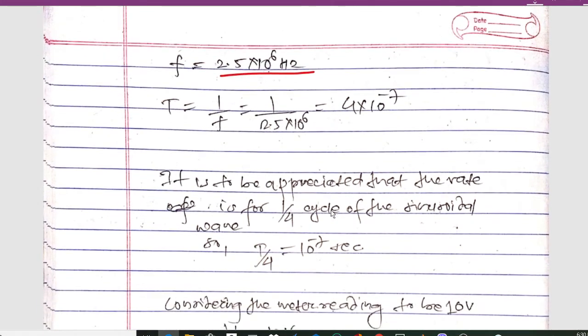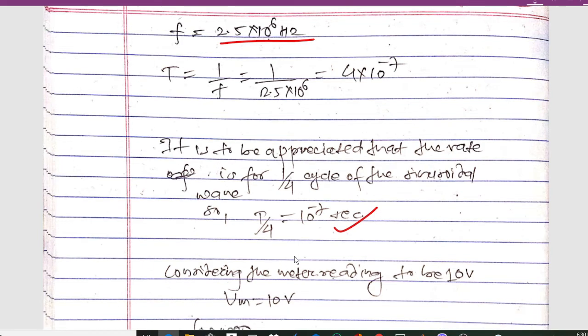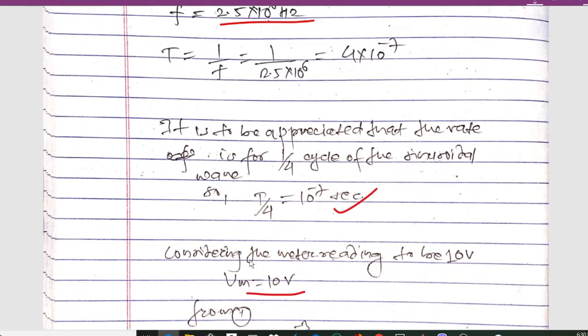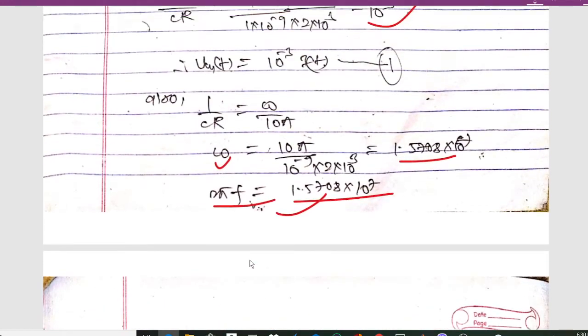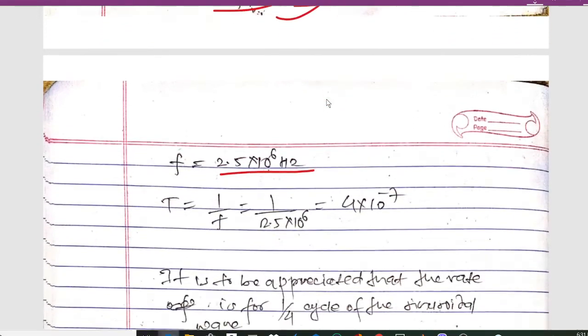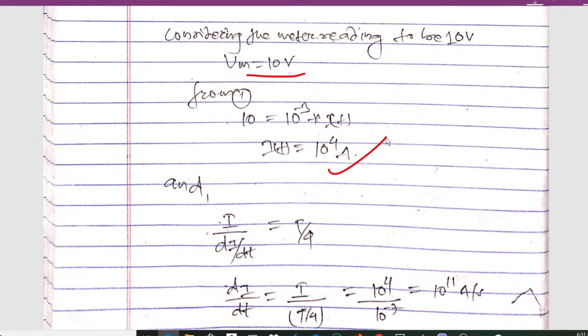It is appreciated that the rate is for a quarter cycle of the sinusoidal wave. So T upon 4 gives 10 to the power minus 7 second. Considering that the meter reading is not given in the question, we consider the meter reading to be 10 kilovolt, so Vm will be 10 kilovolt. From equation 1, we have Vm(t) equals 10 to the power minus 3 I(t), and we have assumed Vm as 10 kilovolt. From here, using equation 1, we get the value of I as 10 to the power 4 ampere.